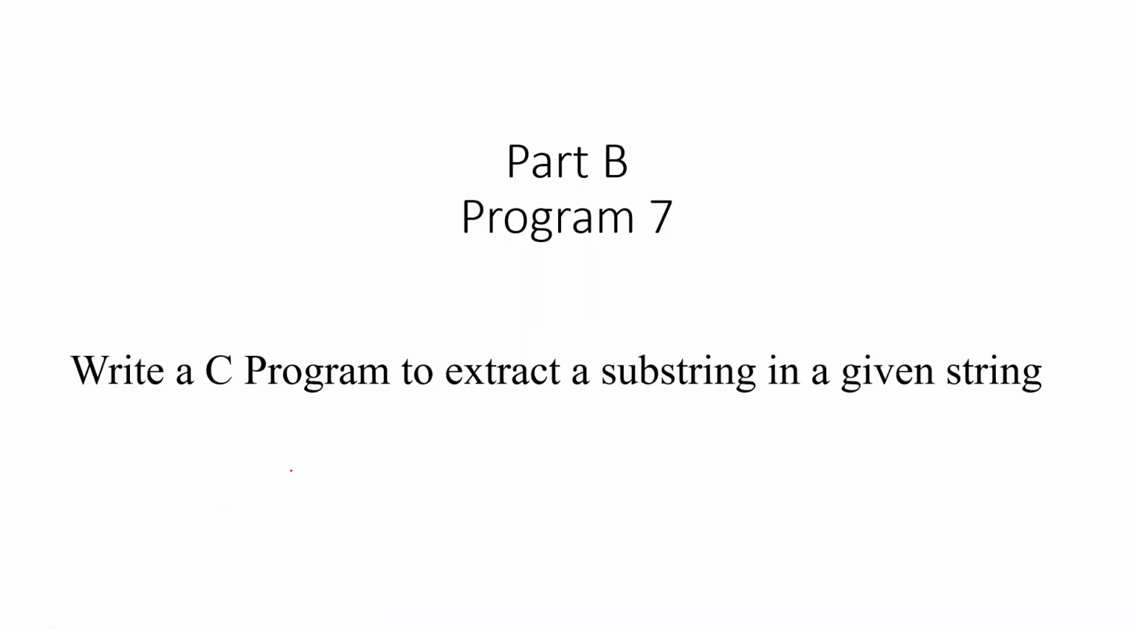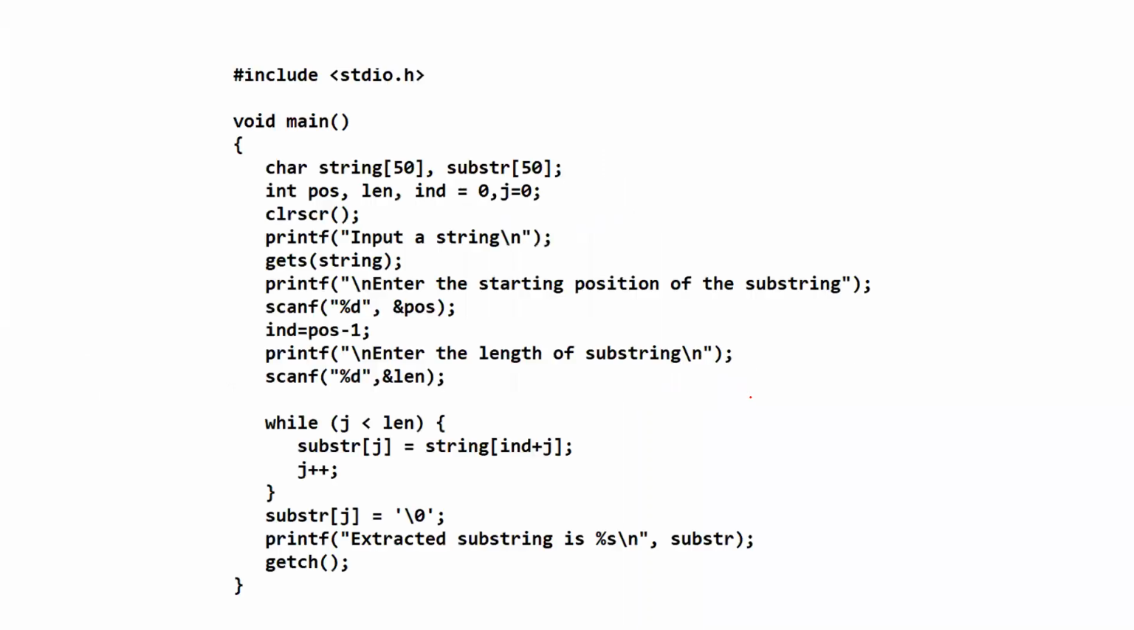So here, this is part B, program number 7. Write a C program to extract a substring from a given string. I'll just explain how it is written. For this, we need 2 character arrays, because in one we will be accepting the string, and in the other we will be copying the substring extracted from the string. We will be using a variable called position to get the position from the user, len to get the length, and another variable to calculate the index number, which is position minus 1. For copying from the string to the substring, we are using a variable called j.